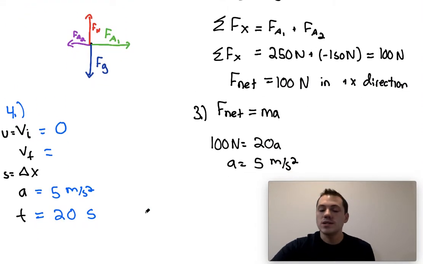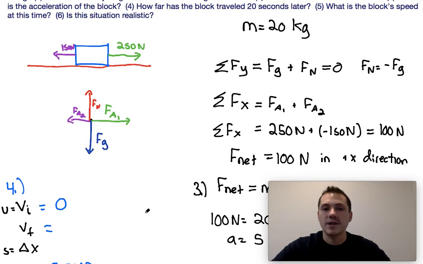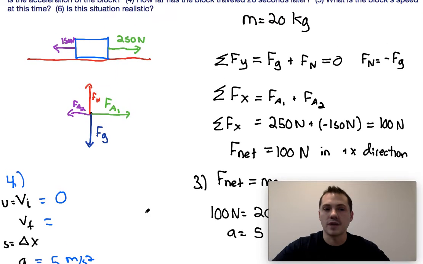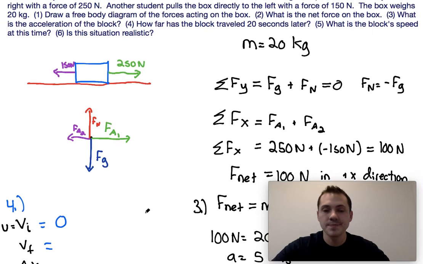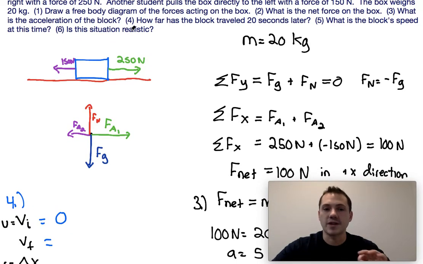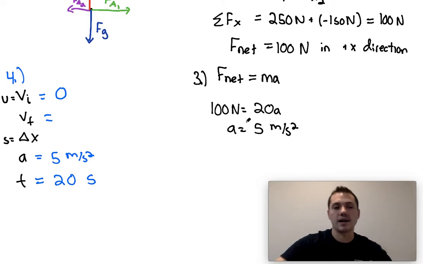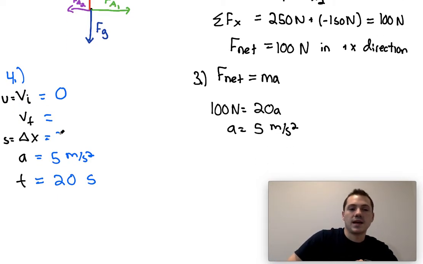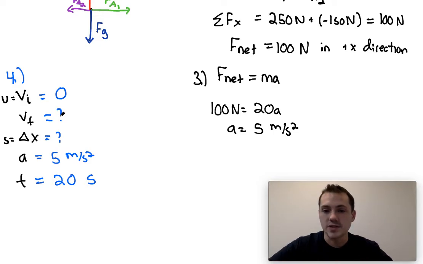Okay. Once we have 3 variables, we pretty much have enough information to solve for the other variables. Here we are trying to figure out how far the block has traveled, so that is the distance. And we're also trying to figure out what the block speed is. So we're trying to figure out V final, as well as delta x. And to figure these out, we turn to our big five kinematics equations.